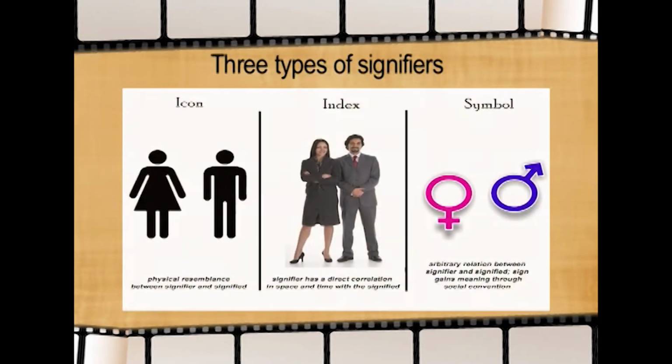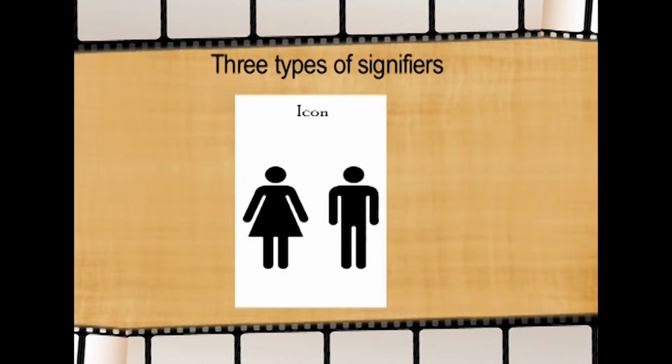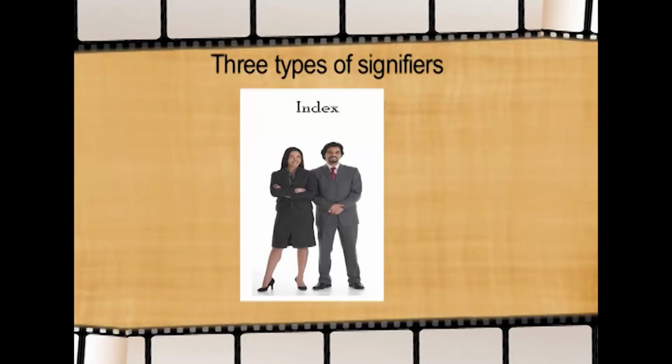Now, there are three types of signifiers: icon, index, and symbol. Icon is something that bears a resemblance to the signified. So, it can be a painting, it can be a caricature, it can be a photograph. That's an icon. Index is something that is the proof of existence of the signified.